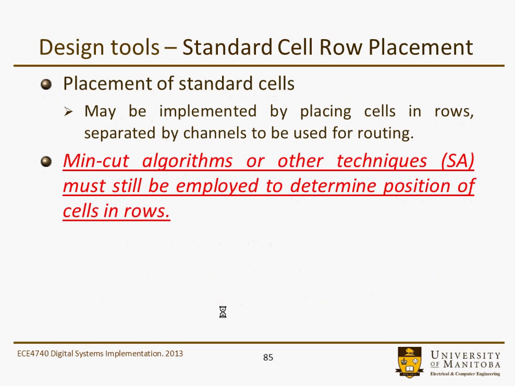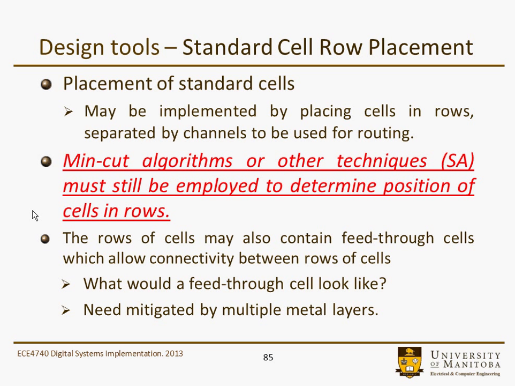Placement of standard cells could be implemented. The cells in a row, separated by channels, would be used for routing. This again is a little bit deprecated, and we'll see why that is the case in a minute or two. So a min-cut algorithm or other techniques such as simulated annealing would still be employed to determine the position of the cells in the rows. The rows of cells may also contain some feed-through cells, which would allow connectivity between the rows of cells.